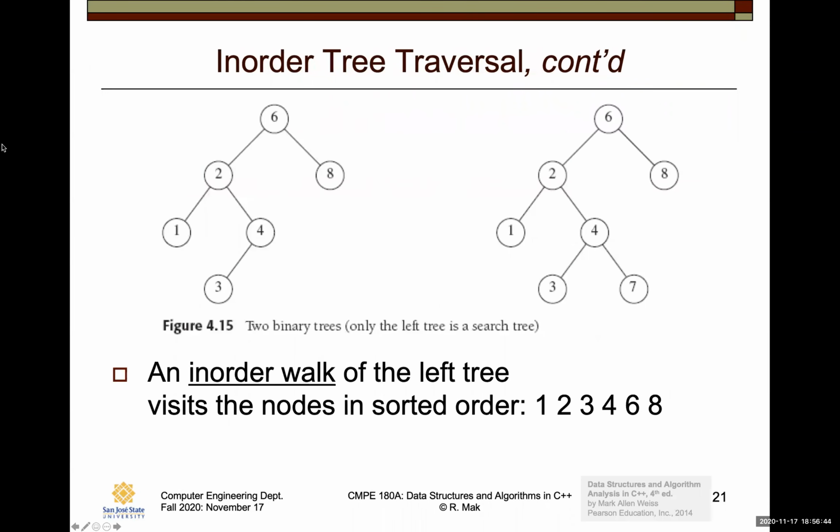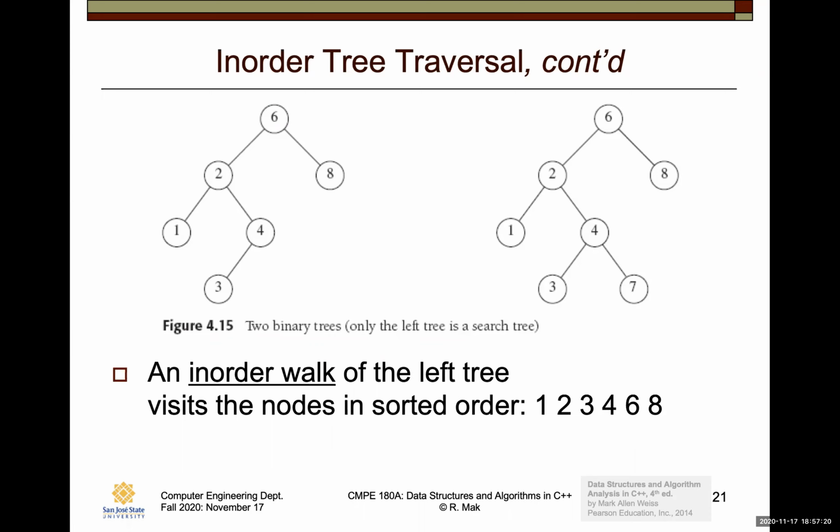So here on the left is a binary search tree. The one on the right is not. Well, let's see why. So here is 6. All the nodes on the left-hand side are less than 6, and all the nodes on the right-hand side are greater than 6. Now let's look at 2. All the nodes in the left subtree are less, and all the nodes in the right subtree are greater. Let's look at 4. All the nodes in the left subtree are less, and there is not a right subtree.